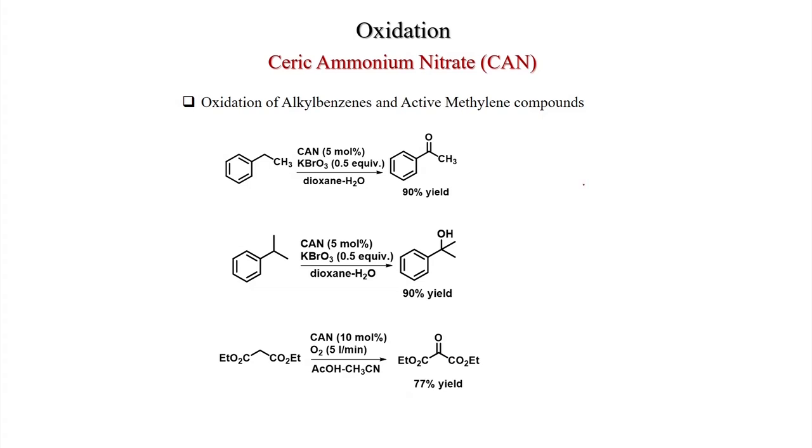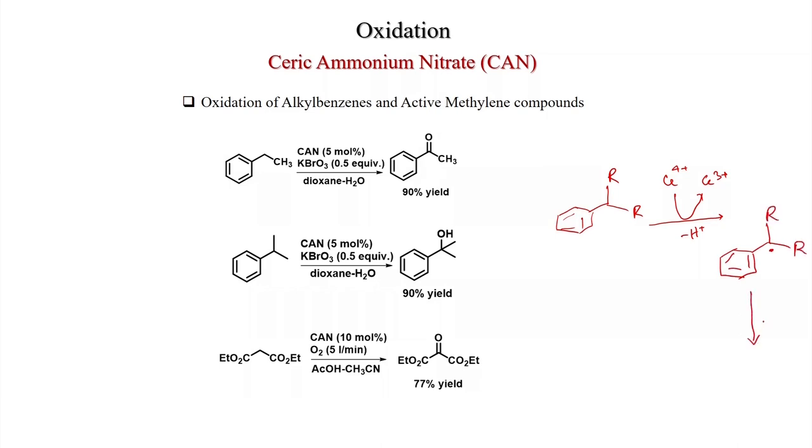So we can think that first a single electron oxidation will happen, so you get first a radical. And again, because this is a single electron oxidant, it becomes a carbocation.